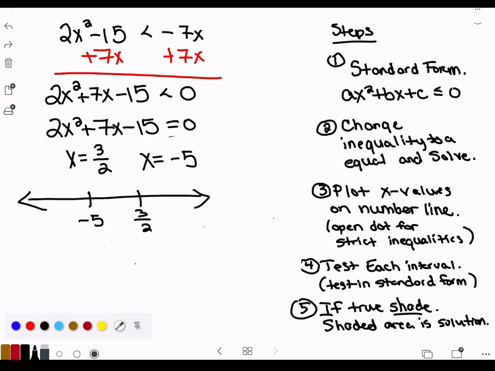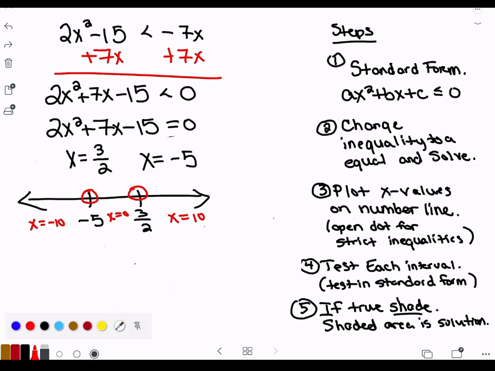So I put the numbers on the number line in order. The negative 5 needs to go first. And this time we put open circles. Why? Because it doesn't say less than or equal to. It just says less than. So open circles, and we're going to test each one of the intervals.